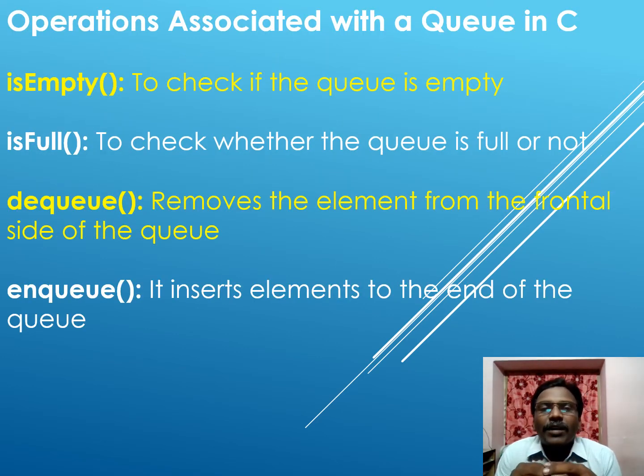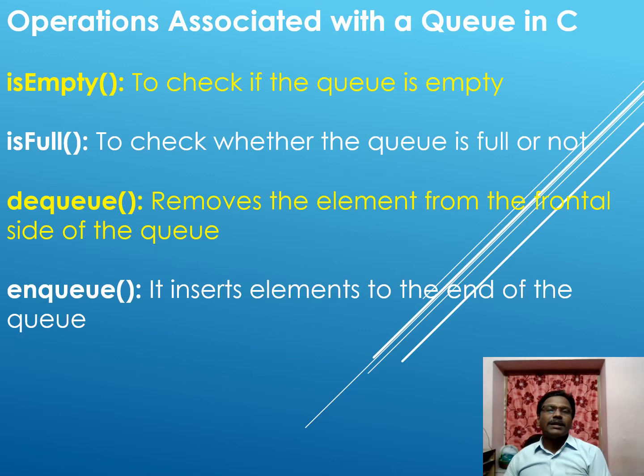The operations associated with the queue are mainly four. The first one is empty, which checks whether the queue is empty. The other one is full, which checks whether the queue is full or not. And the two main important operations are dequeue and enqueue.